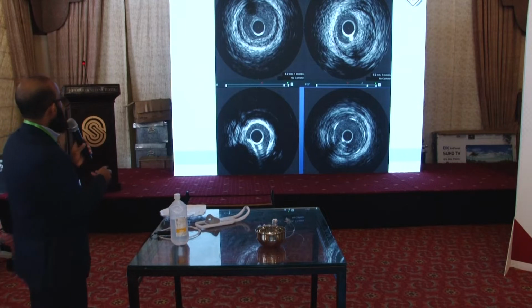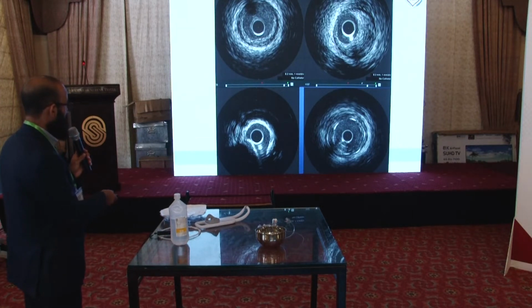So this is how this appears. This is your catheter. As we already said, there is a minimal plaque here. There is a lot of plaque here. And this is what we see is an underexpanded stent.